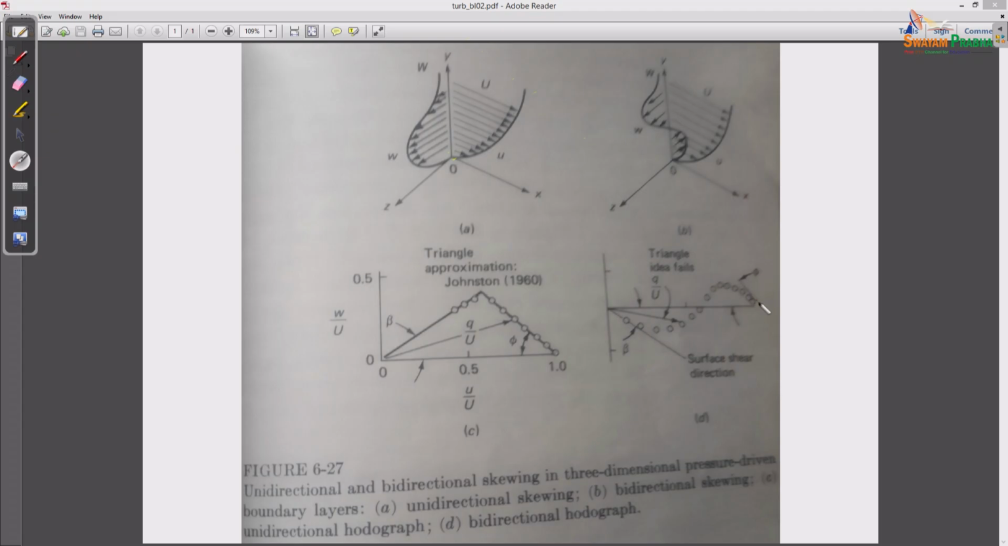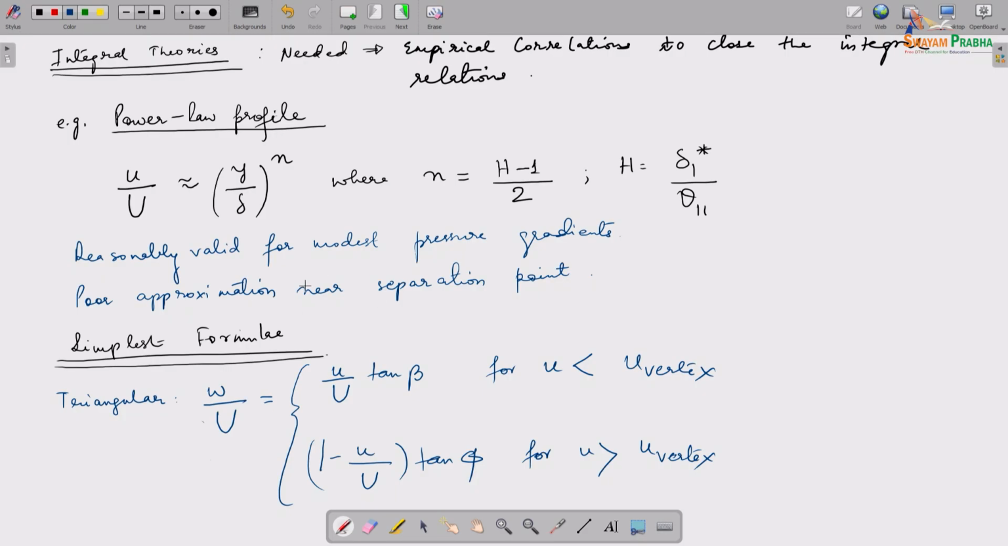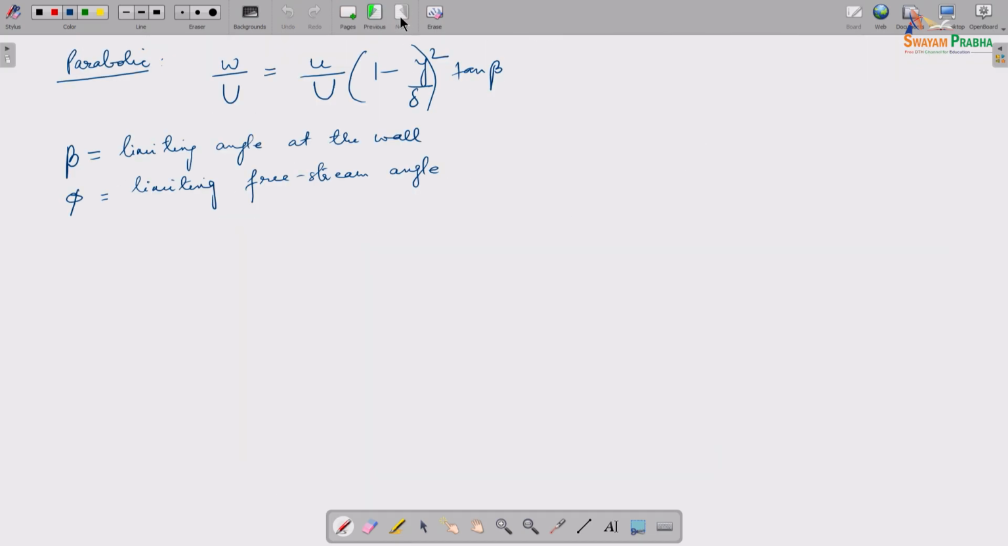Like we said, it's reasonably valid for the power law profile for modest pressure gradients, and these are the simplest of formulas. We use this relationship between W and U, and when you do that, that's the hodograph. And this is the parabolic.